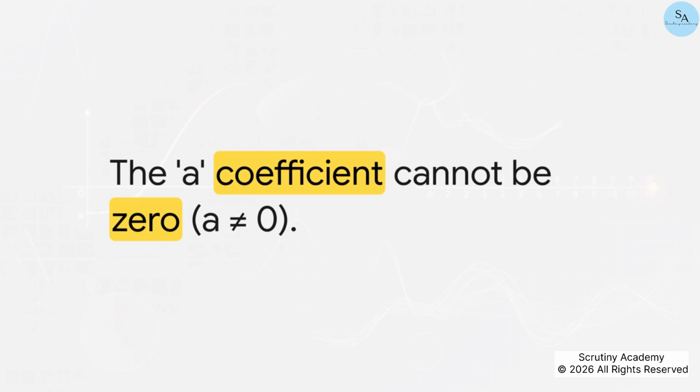Why? Well, just think about the logic for a second. If a was 0, then 0 times x squared is, well, just 0. The x squared term would completely vanish. And without that squared term, the math entirely loses its curve. It just flatlines into a boring straight line, and boom, it's no longer quadratic. That x squared, that's exactly what gives the rocket its arc.